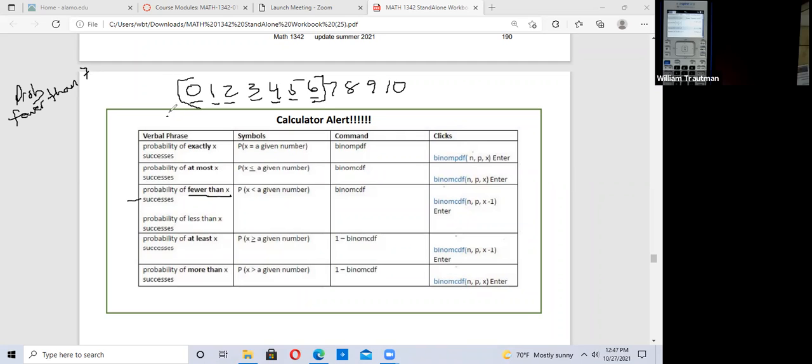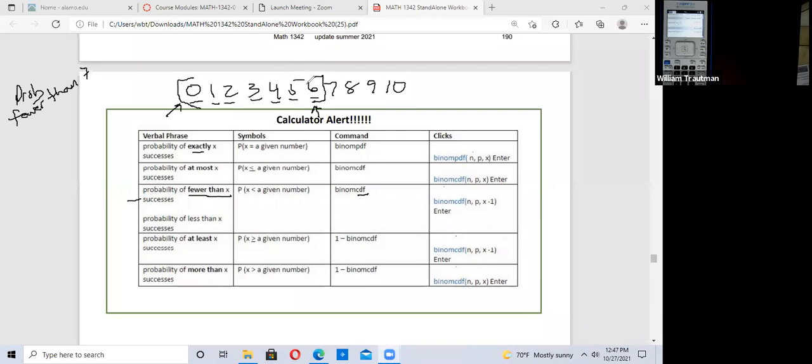So our low number we're going to type in is 0. Our high number for this problem is 6. And if it's not an equal sign, if it's not exactly, we're always going to use CDF. So fewer than 7 means we type in 0 and 6, because 6 is fewer than 7 and all those other numbers are fewer than 7.